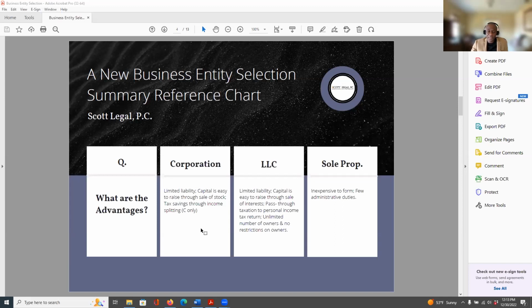So when I was deciding between a corporation and an LLC, I ended up picking a corporation because I knew the business was going to expand, and I thought that there would be more tax saving opportunities.